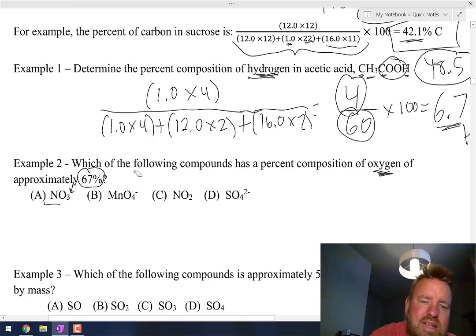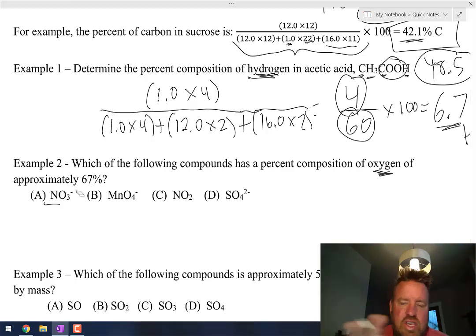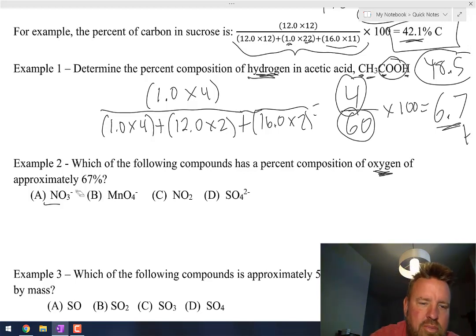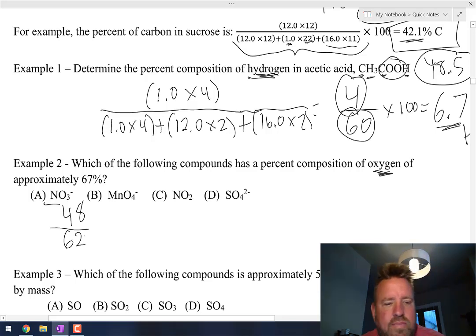Remember, the mass of the compound or the molecule does not depend on the electrons. So a negative charge or a positive charge has no effect on the overall mass, because electrons weigh so much less than the protons and neutrons do. So the mass of oxygen is 16. There's 3 of them. That's 48. 48 plus 14 is 62. 48 divided by 62. If I get lucky right away, there's really no way to do this without just actually doing it. 48 divided by 62 times 100 is about 77%.